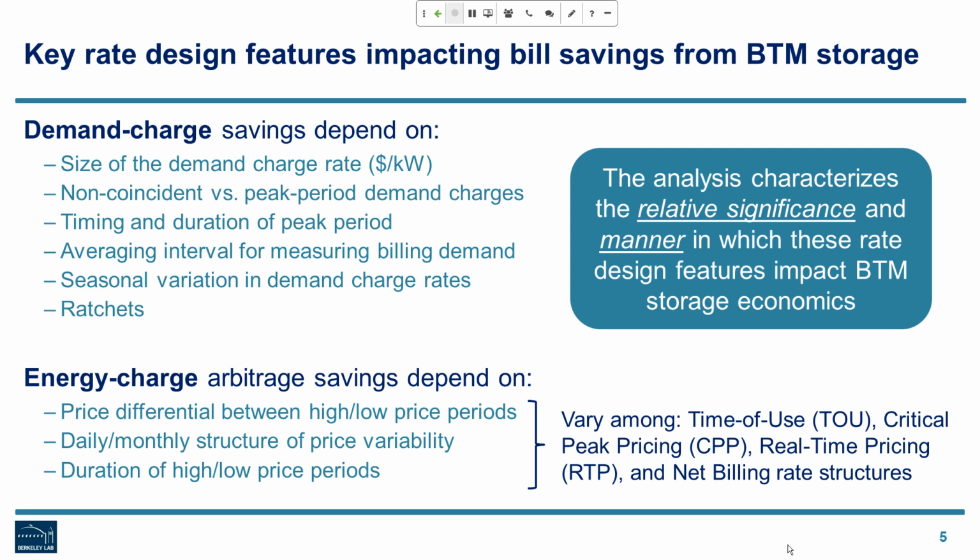Each of these three features will vary among different types of time-varying rates, including time of use, critical peak pricing, real-time pricing, as well as net billing for PV. So in this analysis, we try to understand the relative significance and manner in which each of these rate design features impact the customer economics of behind-the-meter storage.